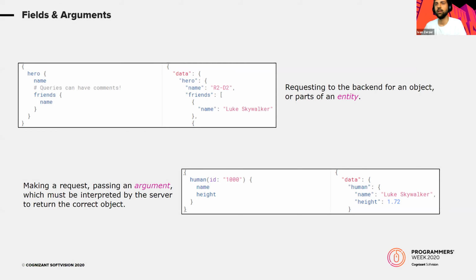Right, yeah. You can also use arguments, which will be used in the query to get the data from the backend. Here I'm querying for the human with ID 1000, getting the name and the height. And the response is the human, the name, and the height.